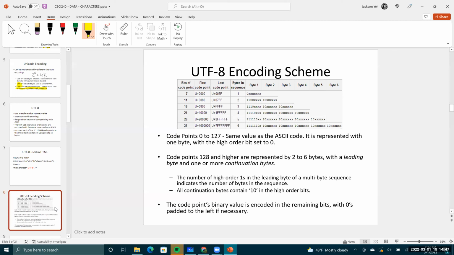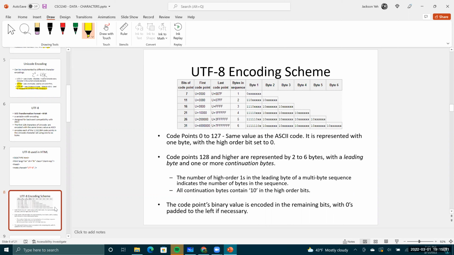So let's take a look at this table. It's a lot to take in at the beginning, so don't worry. Again, we're going to go through this. When you encode a character into UTF-8, the first thing you need to do is determine how many bytes are needed to encode this character.